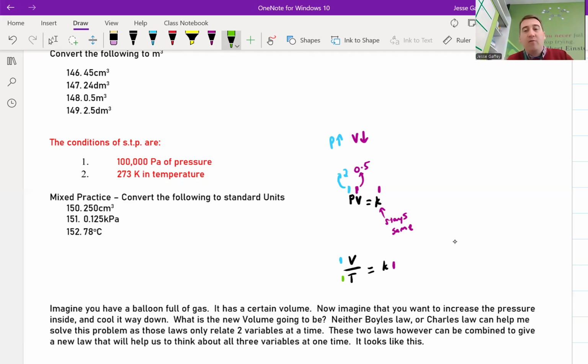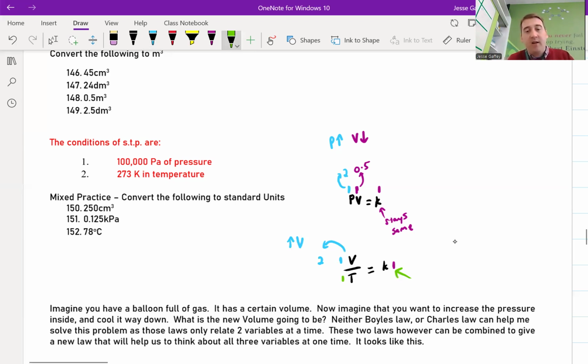So again, Charles's law, by keeping this constant, lets us look at what happens to one of these other variables, V or T, when we change the other one. So again, let's do an experiment here. Let's take V and put it from 1 up to 2. Okay, so we've increased V. That's what we've done there. So what happens to T in order for K to stay the same?